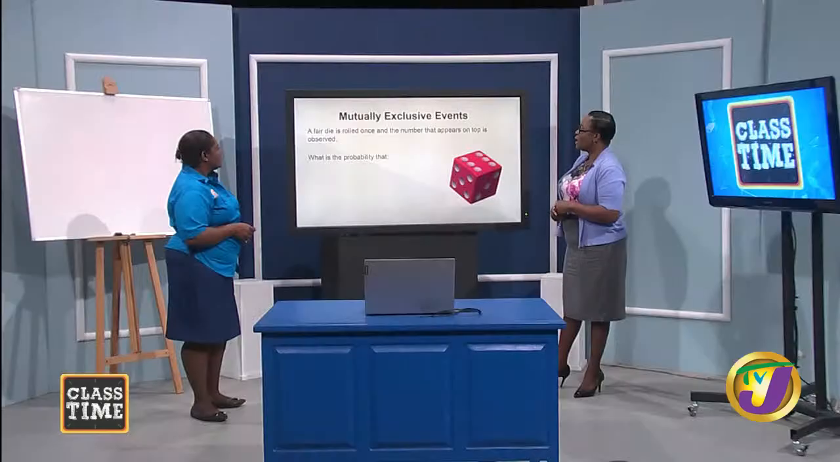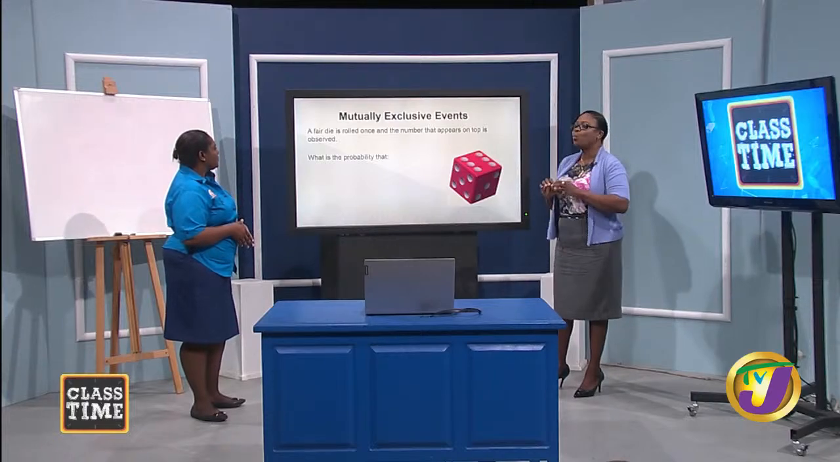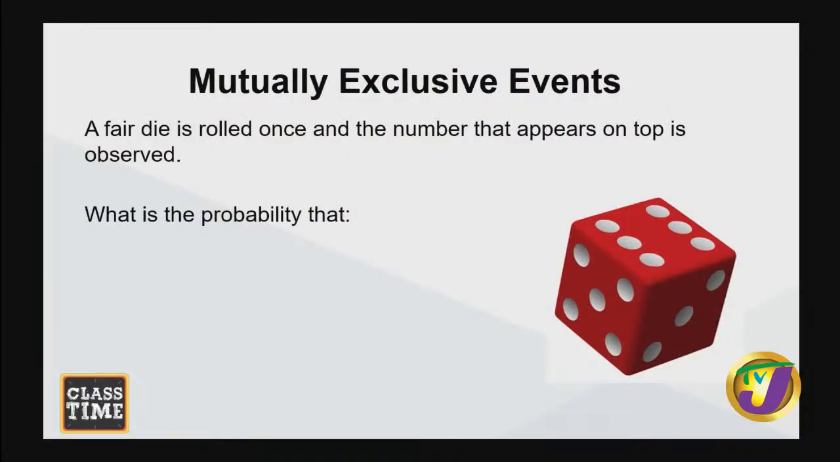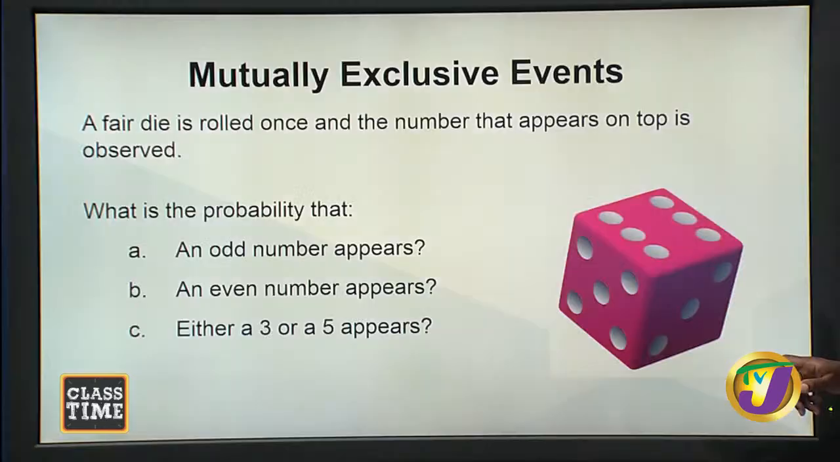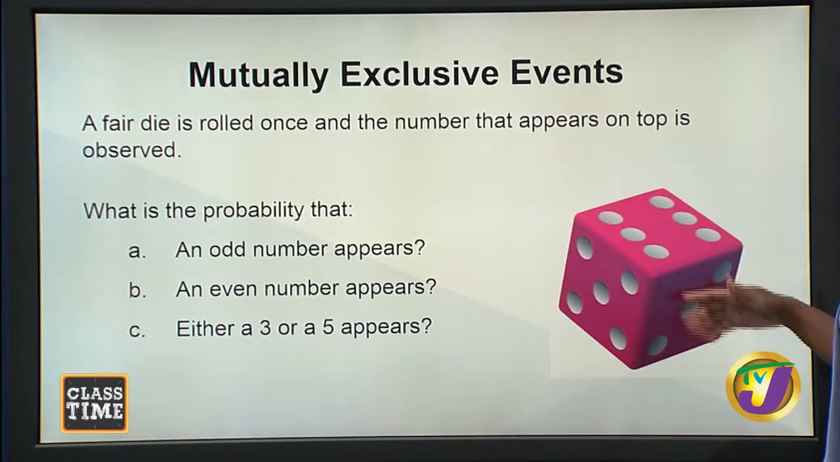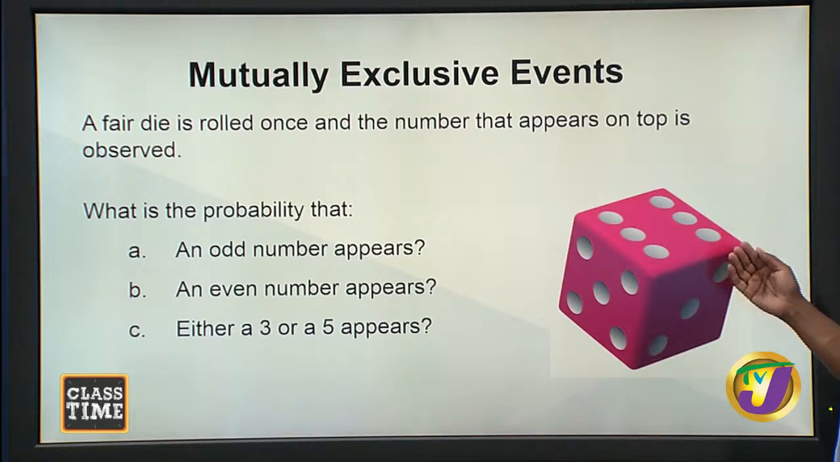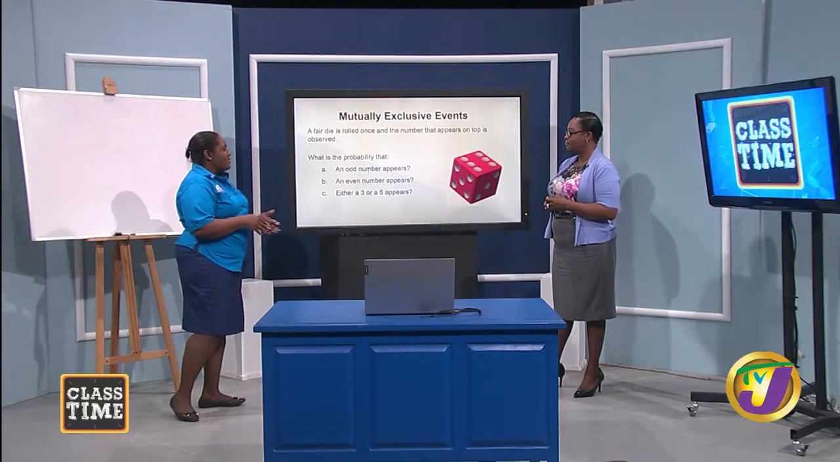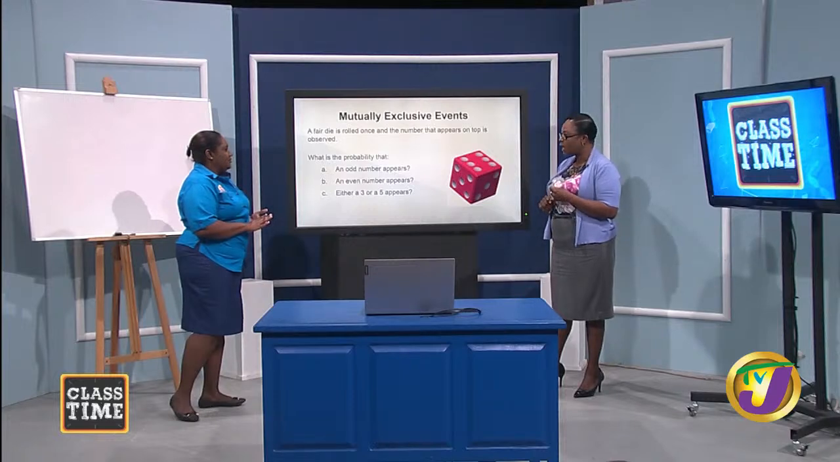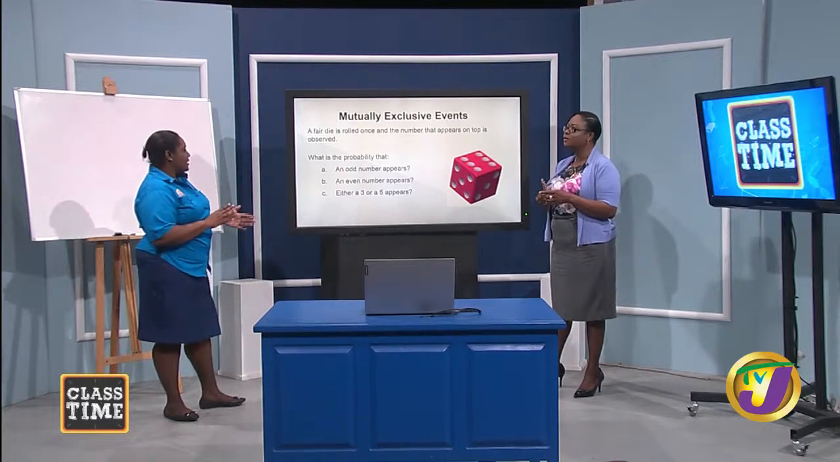Now, a fair die is rolled once, and the number that appears at the top is observed. We want to identify the probability that an odd number appears at the top, the probability of an even number appearing at the top, and the probability that either a 3 or a 5 appears at the top. Denise, what are the numbers that come on a die? 1, 2, 3, 4, 5, 6.